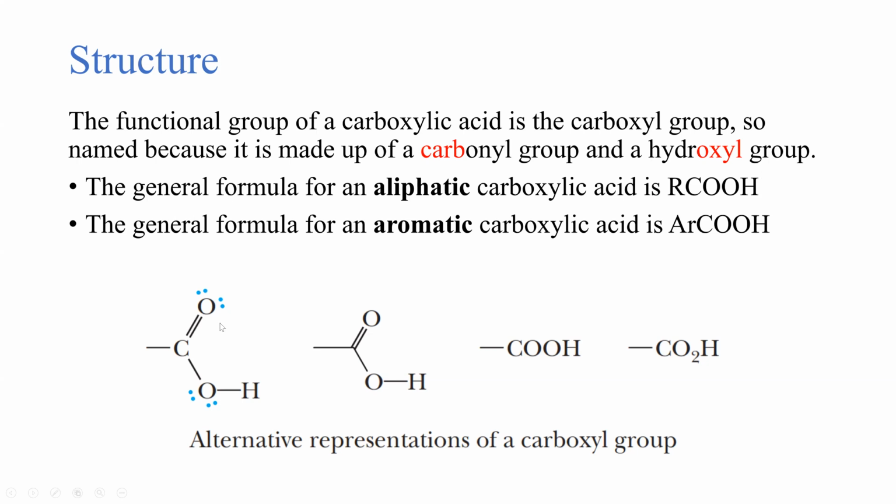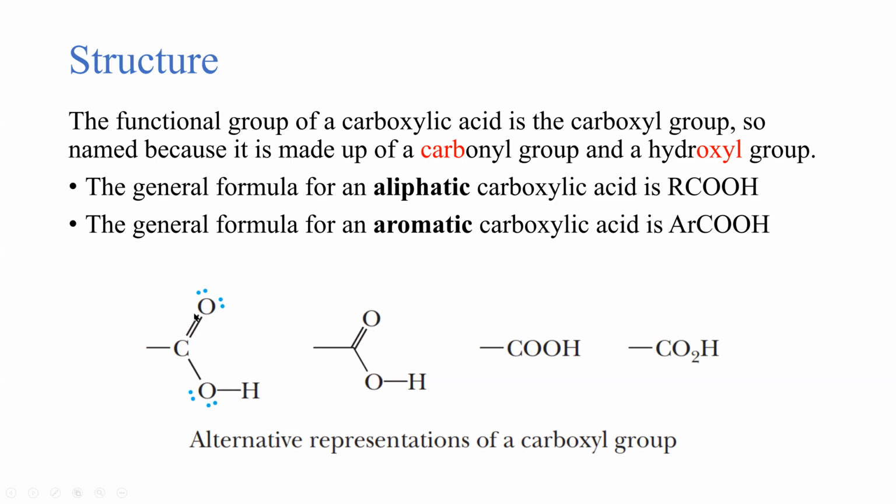The generic formula of any carboxylic acid is the carbonyl, C double bonded O, linked with the hydroxyl group. That is why this class is known as carboxyl, because it has the carboxyl group, and because they are acidic in nature, we also add acid to the name. So this is the carboxylic acid class.